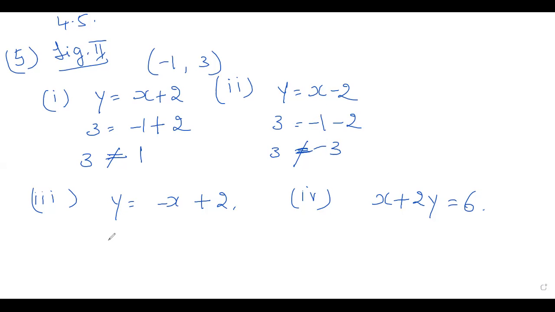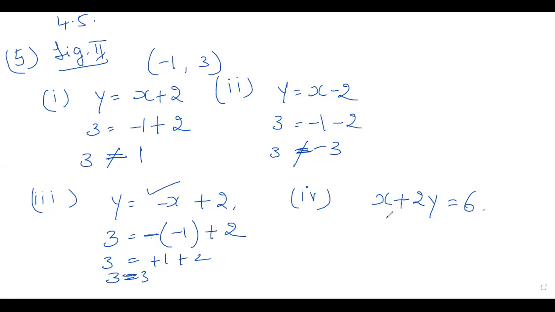Now come to the third one. Minus x, write minus first, then x is -1. Already we have minus here. I have written it in the bracket. Plus 2. 3 is equal to minus into minus is plus 1 plus 2. So that is equal to 3, 3 is equal to 3. So the point satisfies this equation.